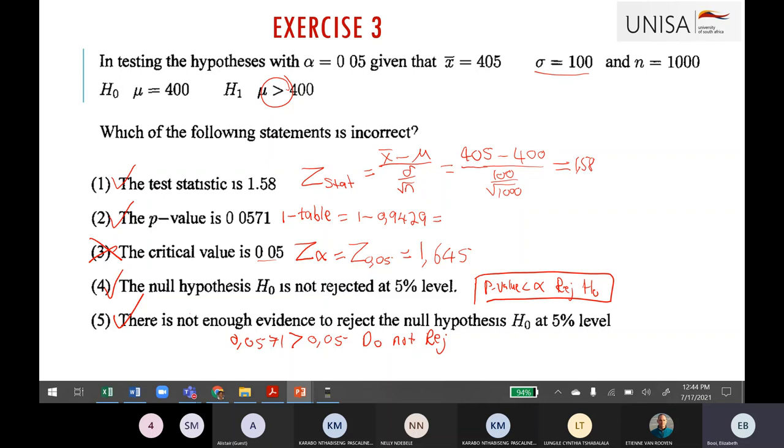And that's how you should have answered it. There is a question that looks exactly like this, so I will expect you to do it on your own and get it right.